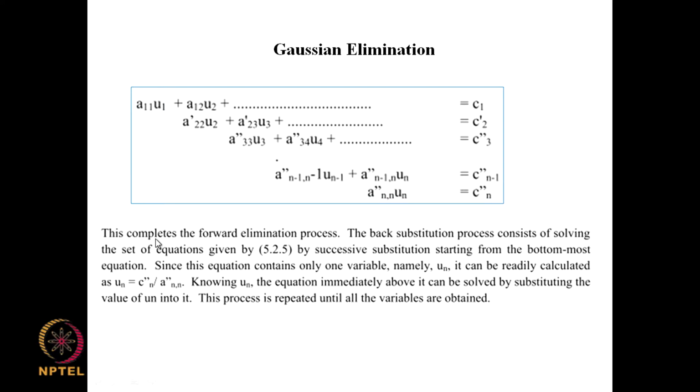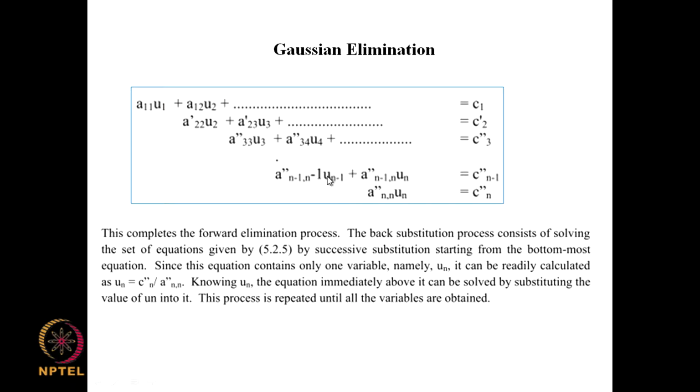Okay. So, this completes the forward elimination process, by which time you have got this set of equations in each of which one additional variable is missing. So, the back substitution process consists of solving the set of equations by successive substitutions starting from the bottommost equation. Since this equation contains only one variable un, it can be readily calculated as c double prime n divided by a double prime n n, and then you come here and you can solve it like this. So, this process is repeated until all the variables are obtained.